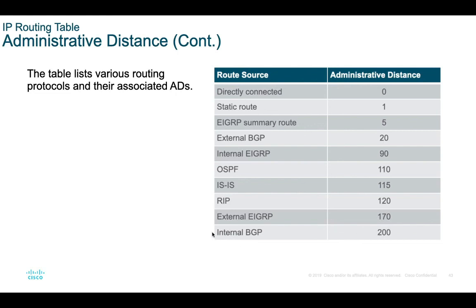BGP, most of the time we are not using internal BGP. For internal we are using RIP, OSPF and EIGRP. So please remember EIGRP 90, OSPF 110, and RIP 120. That's not so many for you to memorize.